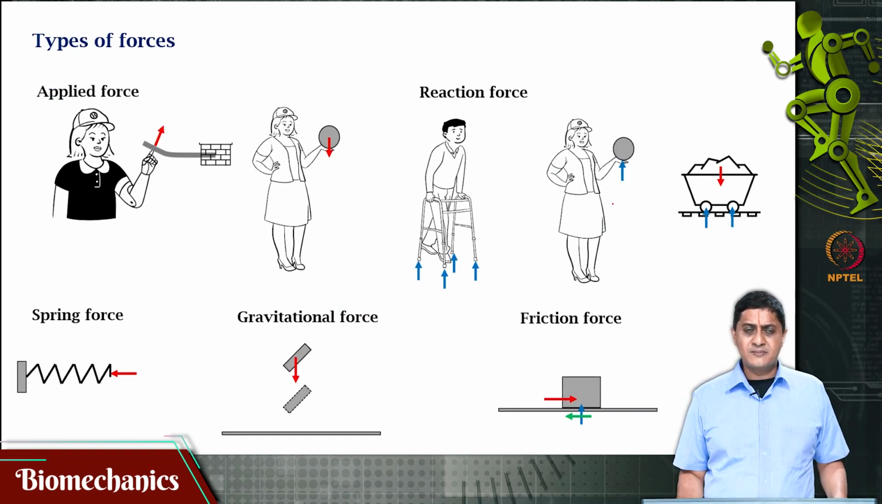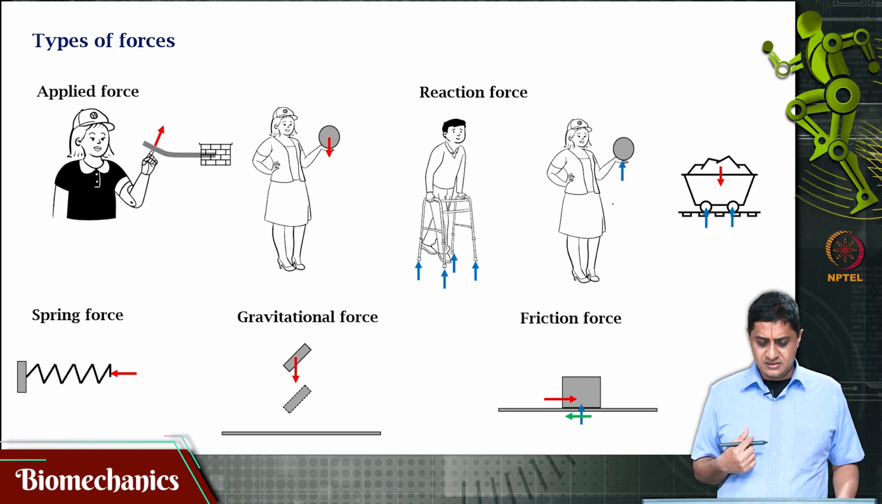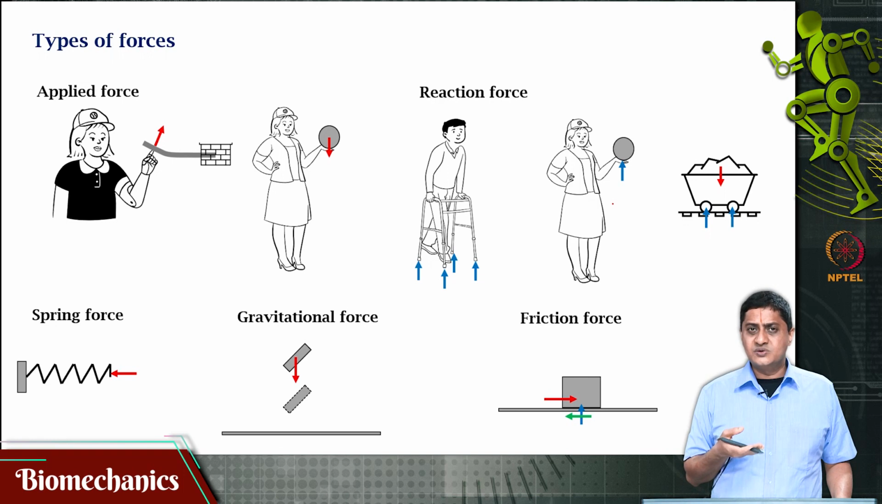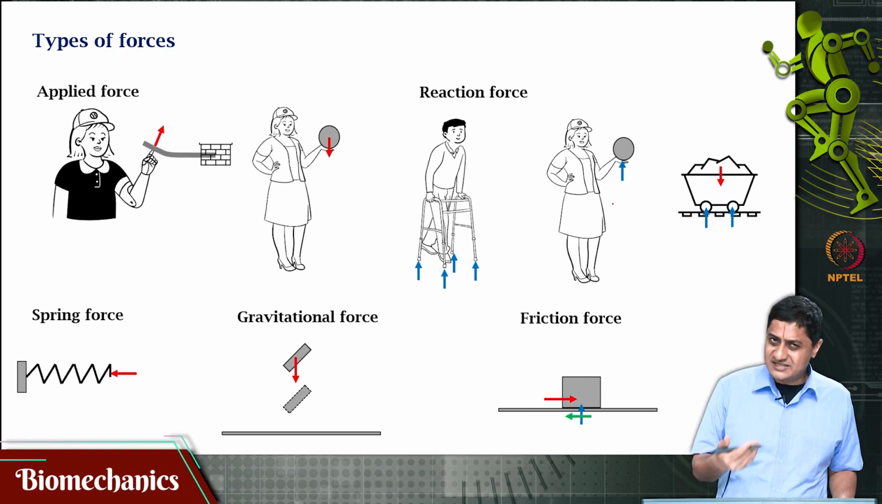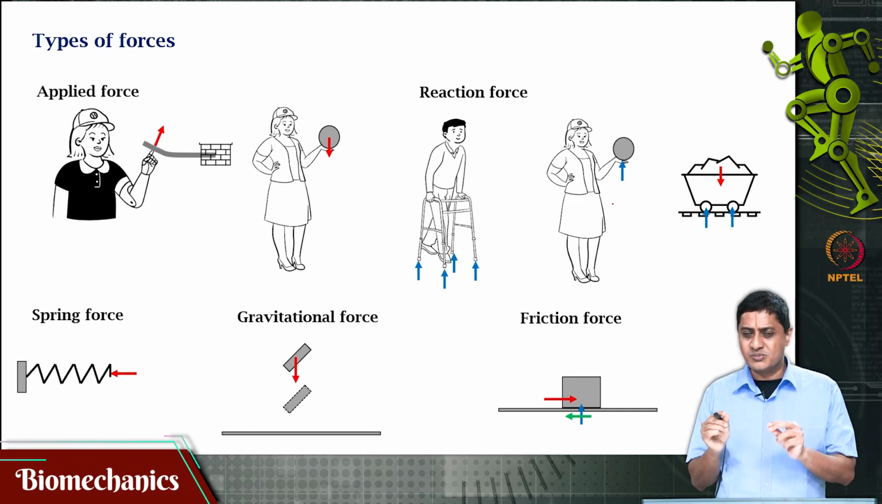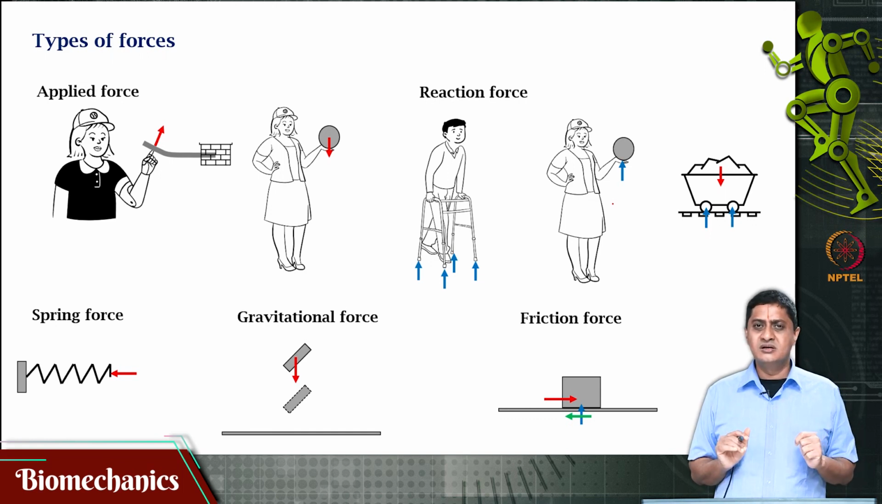Types of forces: you apply a force on an object or a body, this is the applied force. Then you stand and the ground is applying a force on you, which is why you are standing still. You are almost never standing still, you are always fidgeting. There is a little bit of oscillation as you are standing. It is a small movement.